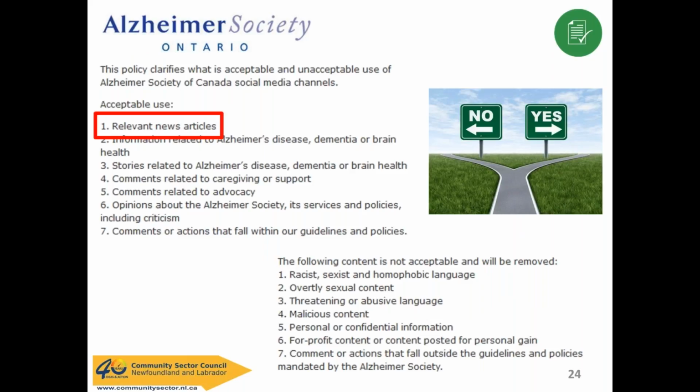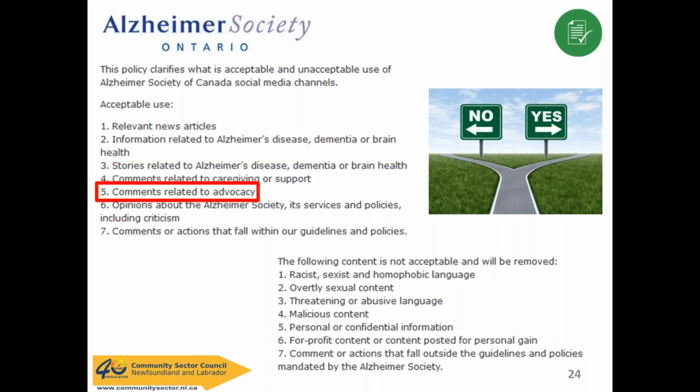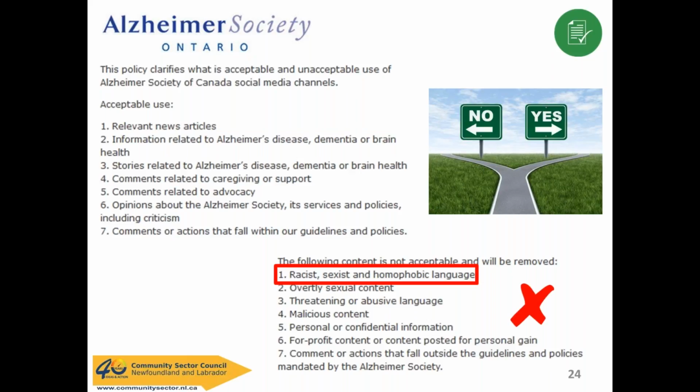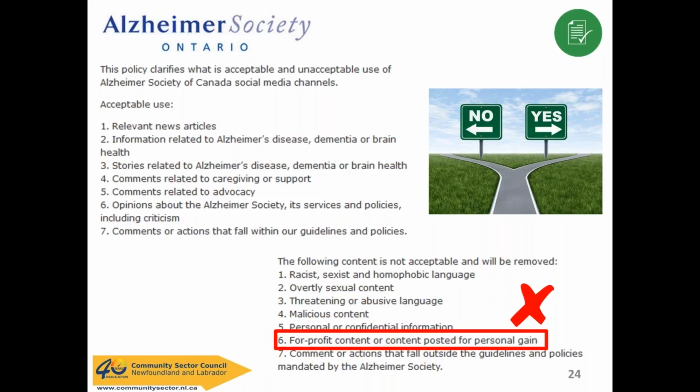And the Alzheimer's Society of Ontario does a great job at explaining the acceptable and unacceptable use of their social media channels. They say it is acceptable to put up relevant news articles, information related to Alzheimer's disease, dementia, or brain health, comments related to advocacy, and so on. But things that they are not going to accept and will be removed include racist, sexist, and homophobic language, personal or confidential information, for-profit content or content posted for personal gain, and so on. So they do a really good job at clearly defining the two and giving examples.